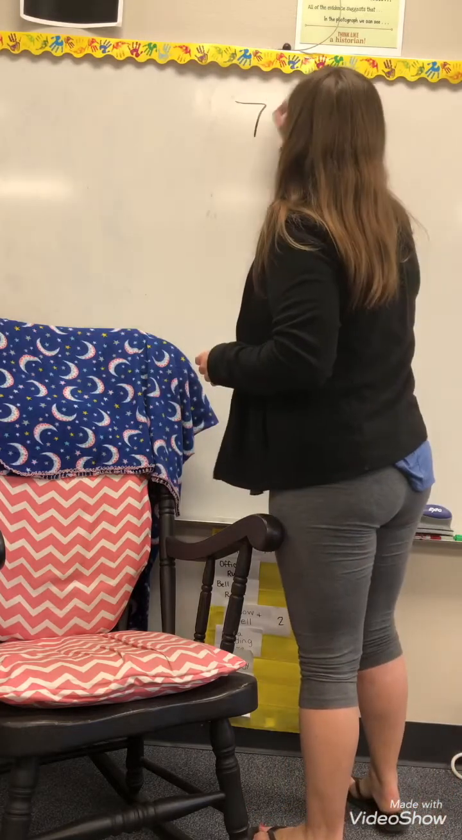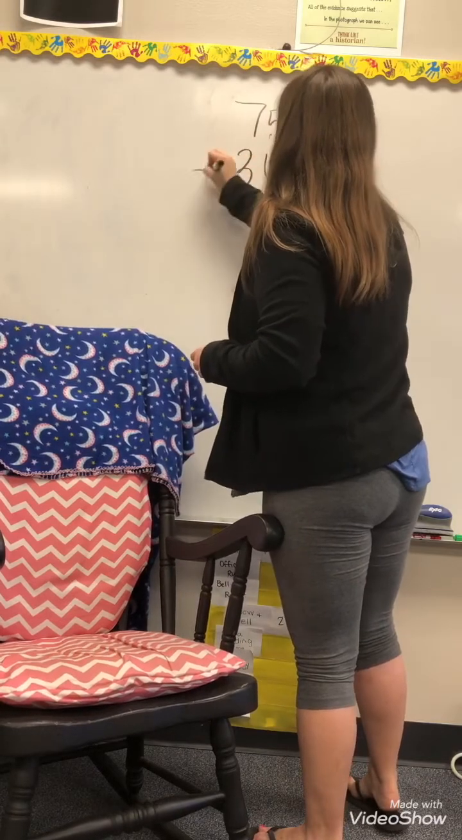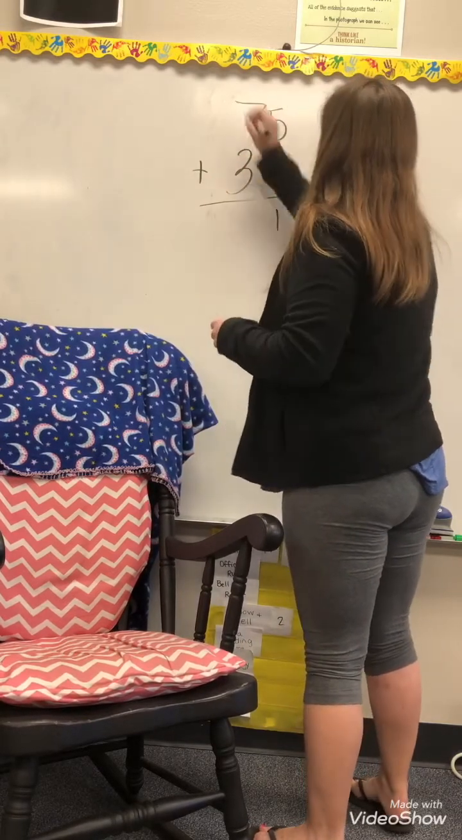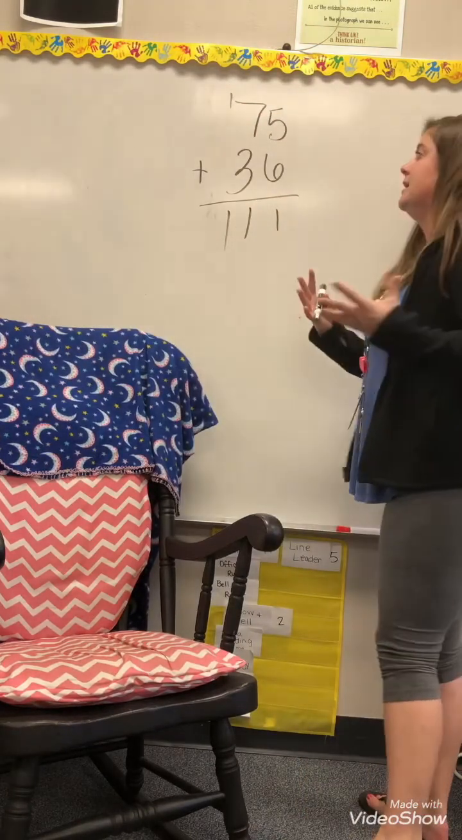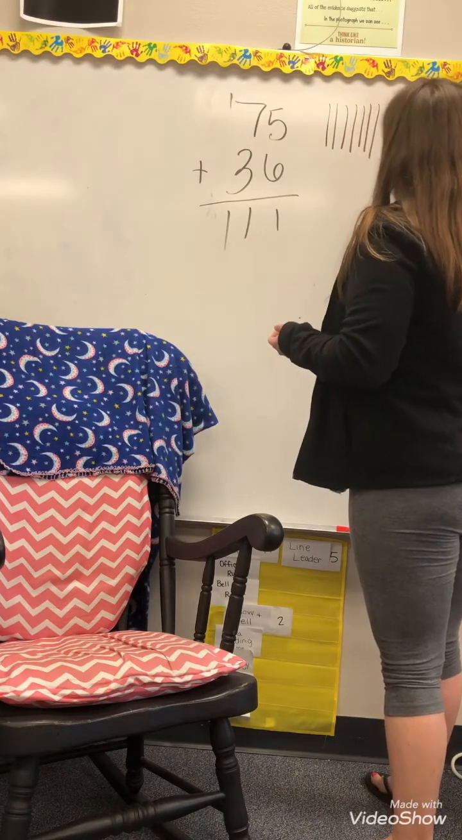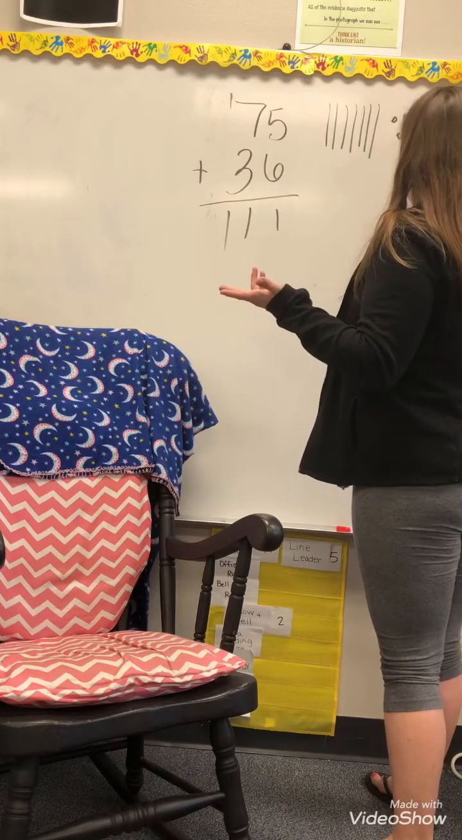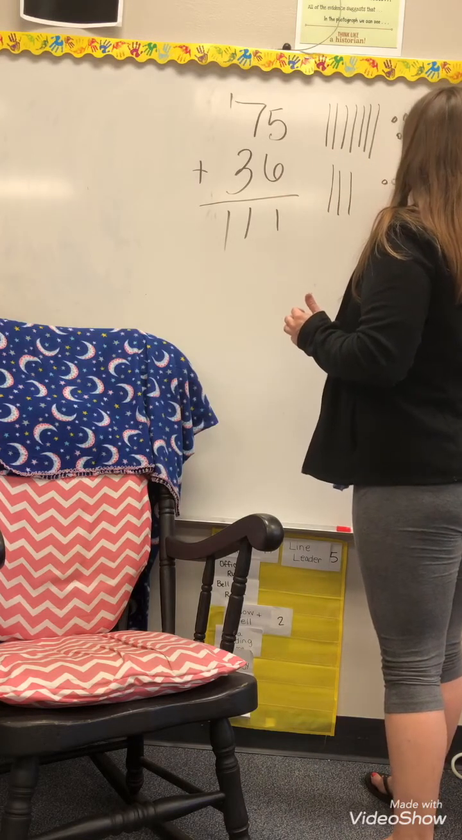So if we have 75 and 36, we're going to see it this way. Again, we know how to do this and we get the answer. Okay, but we're not able to explain it as well as if we see, okay, there's 7 tens, there's 5 ones. We're adding 3 tens and 6 ones.